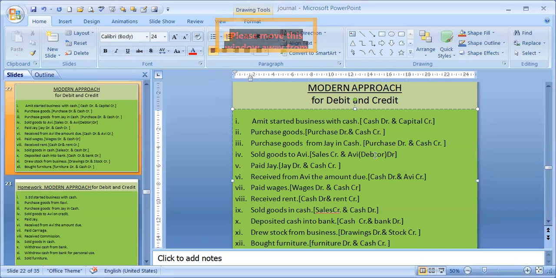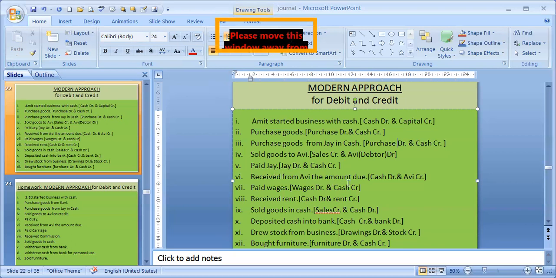Asset increases, debited. Paid J. So paid J, my cash is reducing, so cash is credit. Cash is an asset, reduce, credit. J was my creditor, that's why I have paid him. And creditor reduced. So creditor has a credit balance; to reduce it, debit.